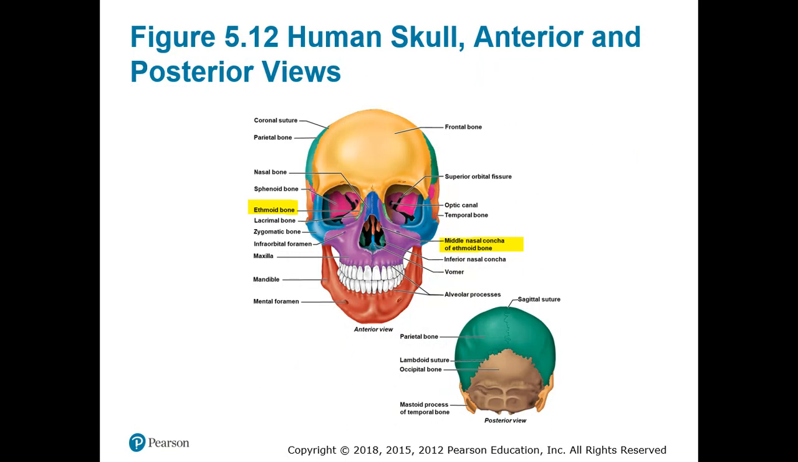What you are expected to know with your ethmoid bone is, again, the middle nasal concha, and I have it highlighted here. Again, these are bony projections within your nose. This projection is going to be brought up in the respiratory system. It's where a lot of air gets trapped in order to help warm it and moisten it before it goes down into your lungs.